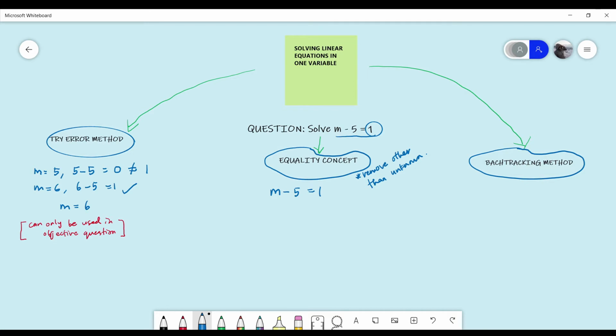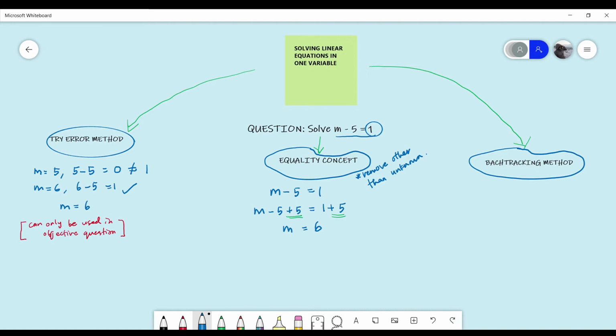So to remove negative 5, we know in mathematics, negative 5 kita kena tambah 5. So negative 5 plus 5 is equal to, so what we do on the left side, we do on the right side. That is what equality concept. So kalau sebelah kiri kita ada tambah 5, sebelah kanan kita pun tambah 5. What we do on the left side, we do on the right side also. That is what we call as equality concept. So negative 5 plus 5, then you leave with m only. 1 plus 5, then you get 6. So you get the answer, m is equal to 6.